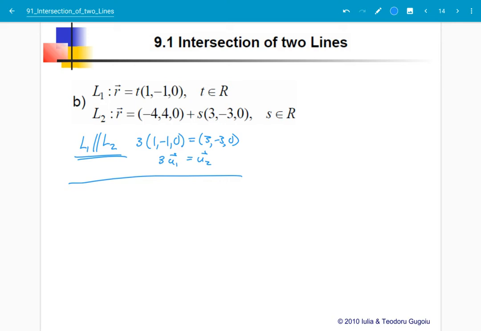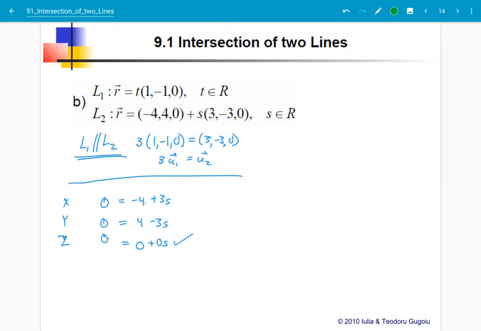I'm noticing that the point 0, 0, 0, the origin, the 0 vector, fits that first line. So instead of just plugging in the full parametrics, I can just plug in that point, or that 0 vector, and see if the second line fits it. I could have done that with the last one as well. Okay, so this one works.